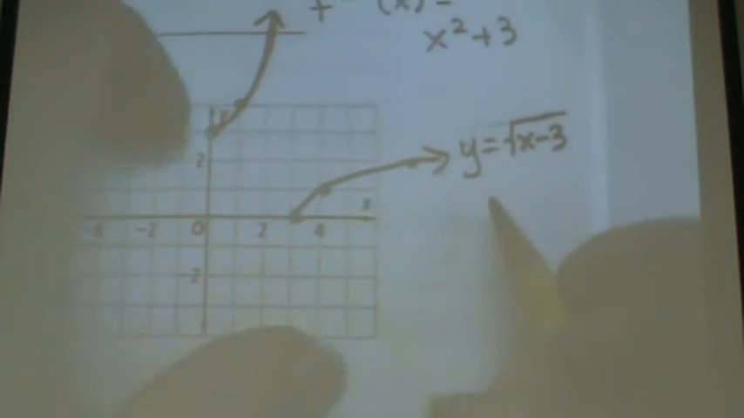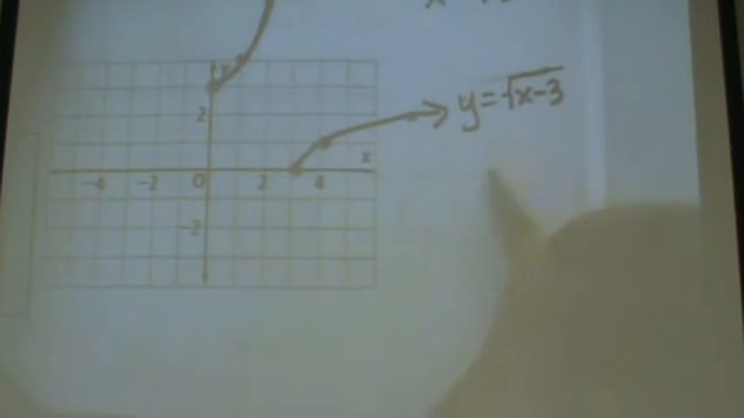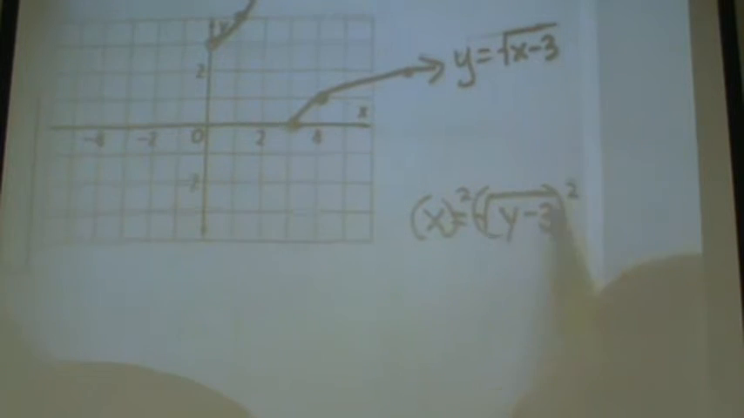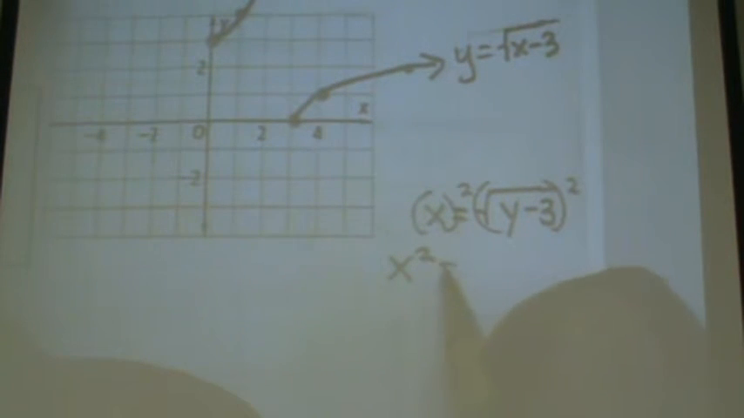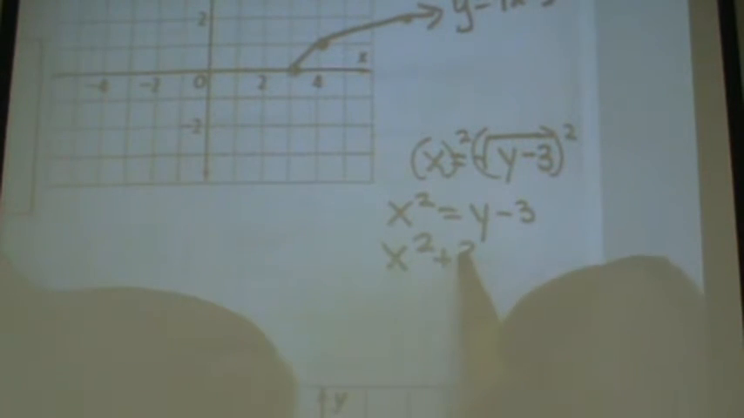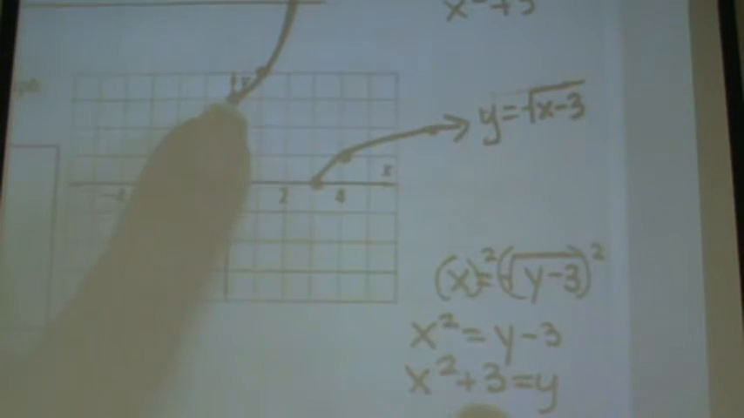But let's do it the right way. How do you take this and do the inverse? You write x is equal to the square root of y minus 3. Do you get that part? Then we square both sides. If you square both sides, you get x squared equals y minus 3, then do what? Add 3, and wow. This was that.